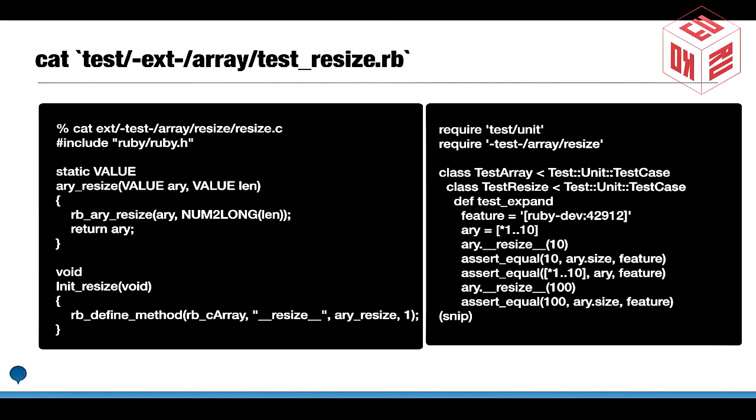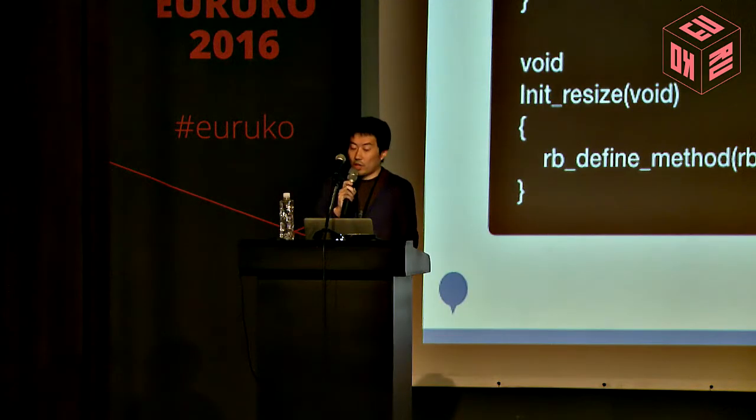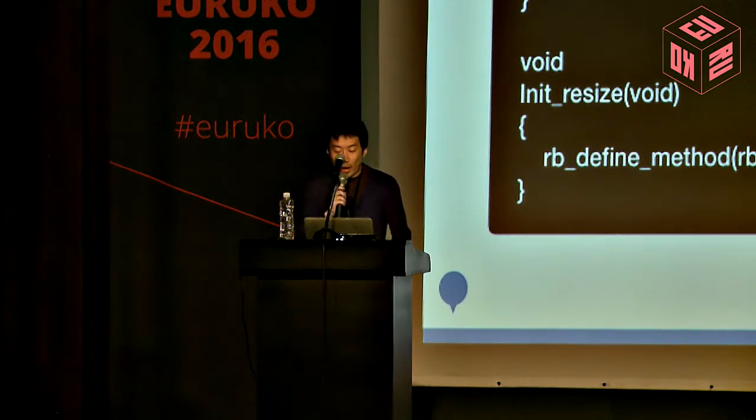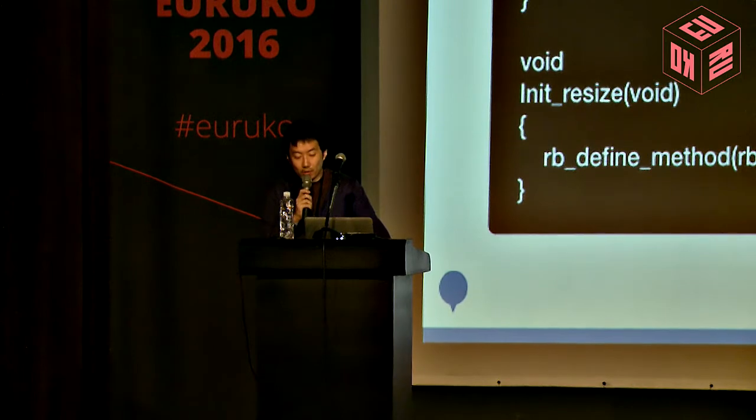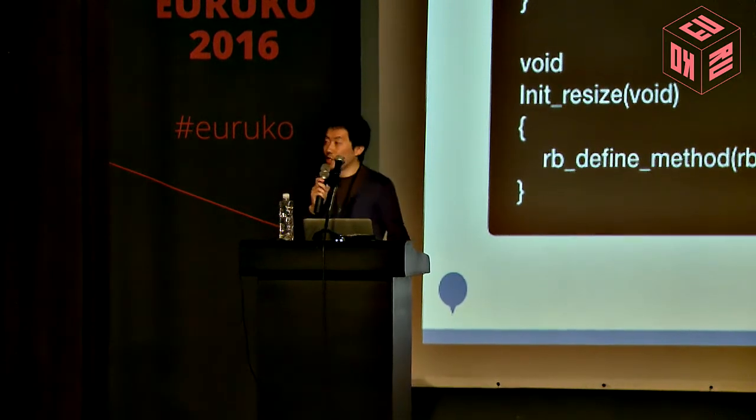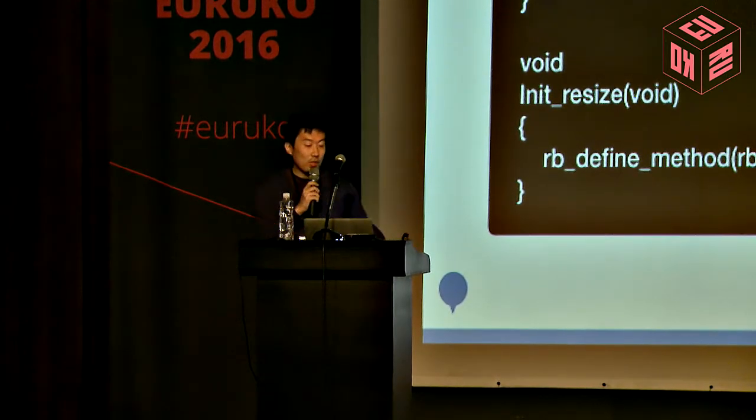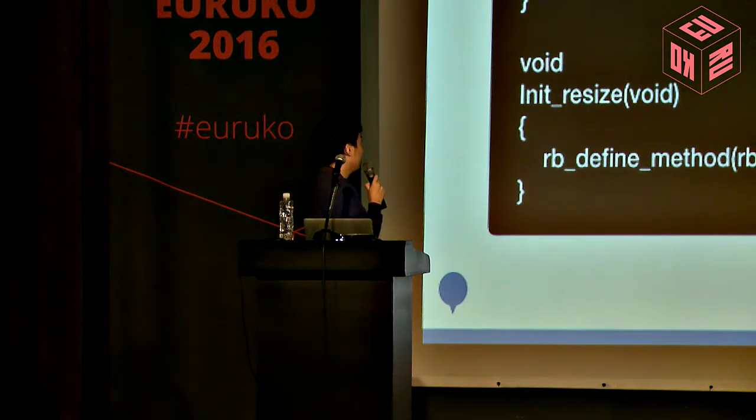So test-ext- directory contains C API tests. It is a test of rb_ary_resize API. If you are C extension gem author, I recommended to run these files under the test-ext- directories.